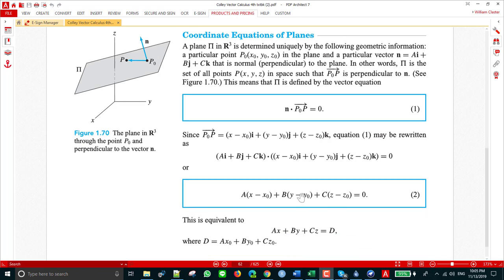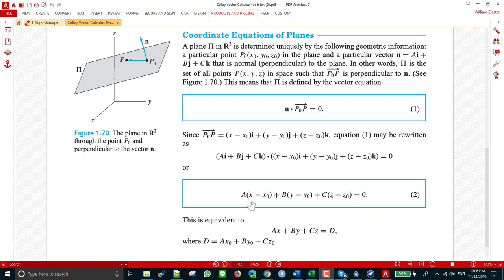Let's just look at this for a second. So, first of all, what are A, B, and C? A, B, and C are the coefficients of n. So n is equal to Ai plus Bj plus Ck. So that's where the A, B, and C come from. And what's x0, y0, and z0? That's the coordinates of this point P0. So if we work it out, we're going to get this.